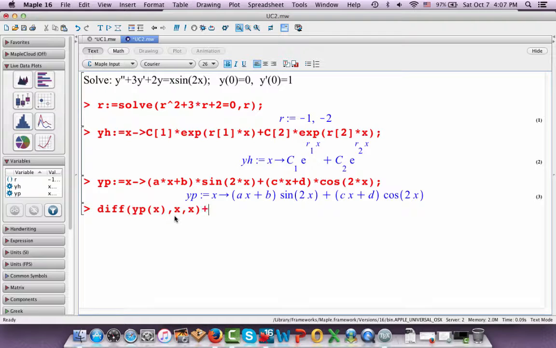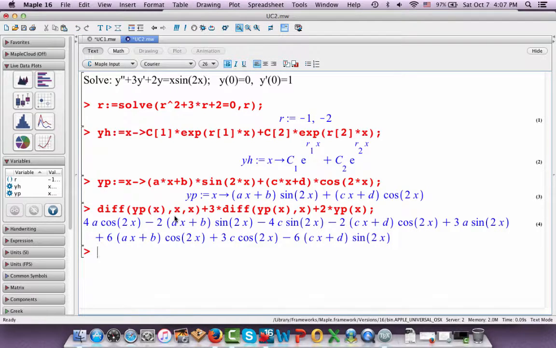And what do we have to do? We have to add to that 3 times the first derivative of yp of x. And then to that we have to add 2 times yp of x. Now, if I compute this out, let's see what it is. It's going to do all the work for us, but it gives us this horrible mess of stuff. And a lot of the like terms haven't been combined yet.